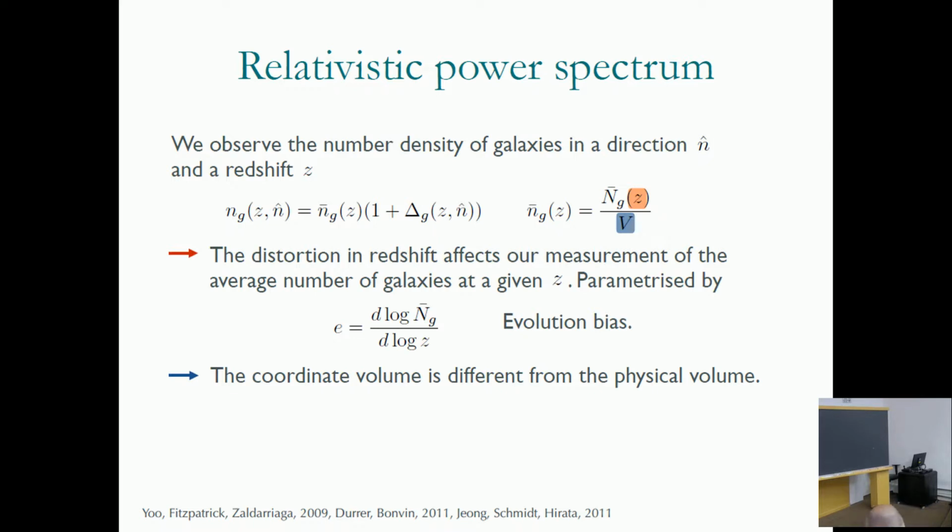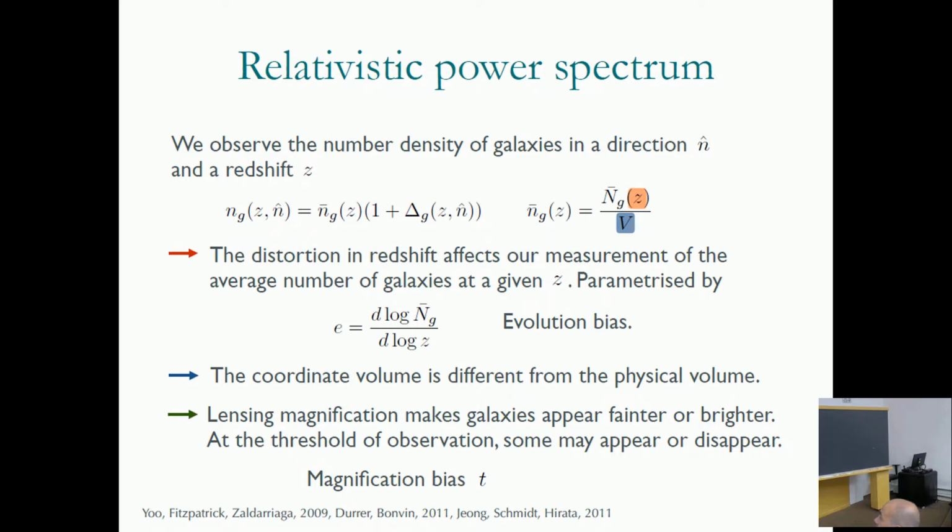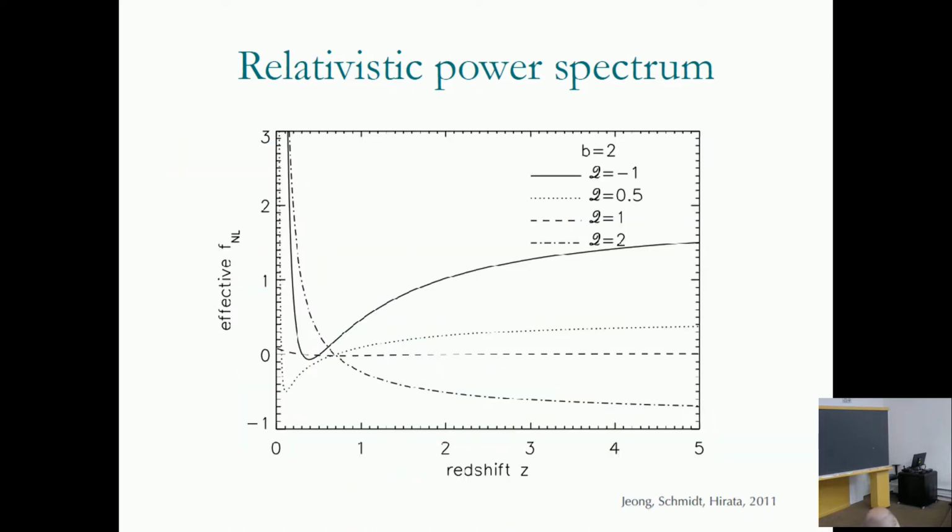And finally, lensing magnification makes galaxies appear fainter or brighter. So if a galaxy is at the threshold of being observed, lensing magnification can bring it into your survey or out of your survey, and this can also change your measured number of galaxies, and this is parameterized by something called magnification bias. And everything I'm saying here was already done like 7 or 8 years ago by these groups, and the result is this. They get an effective f_NL that depends on redshift.